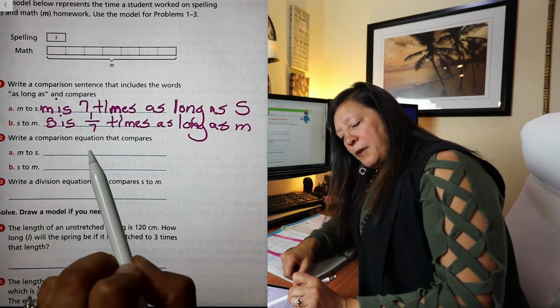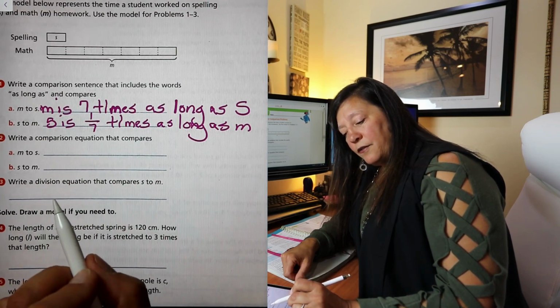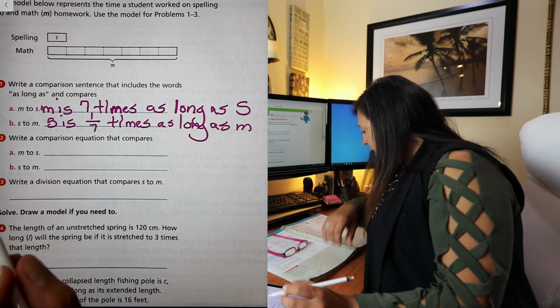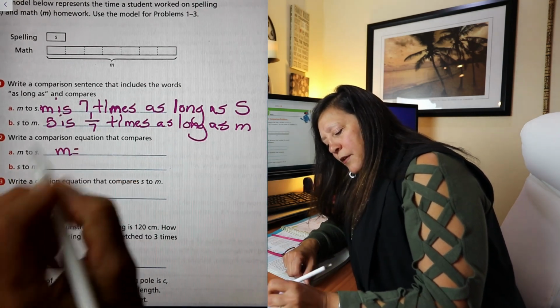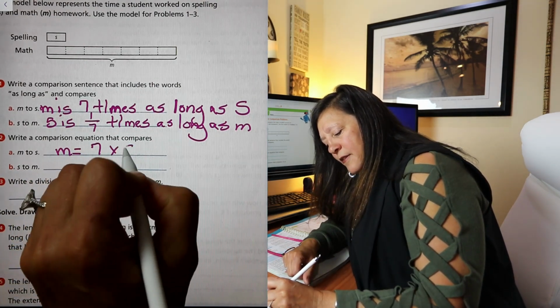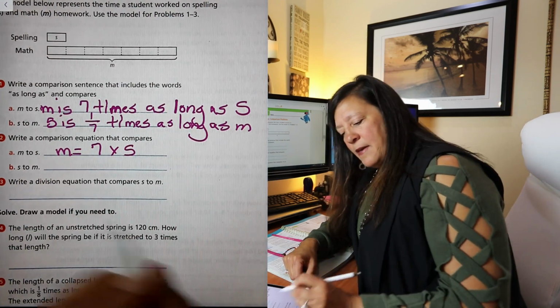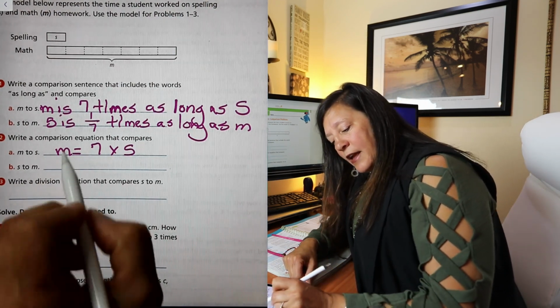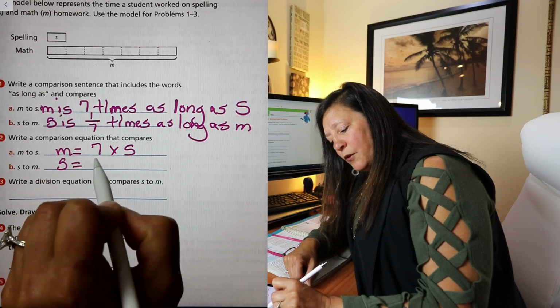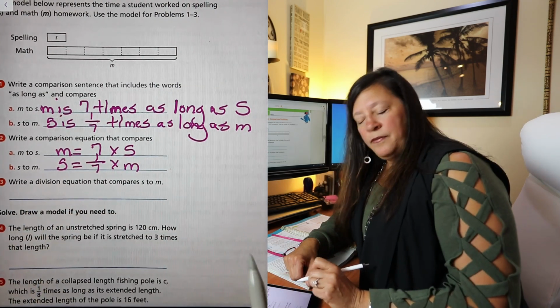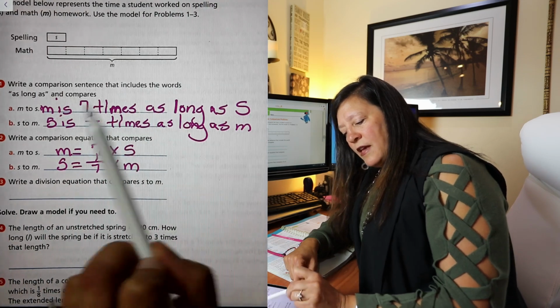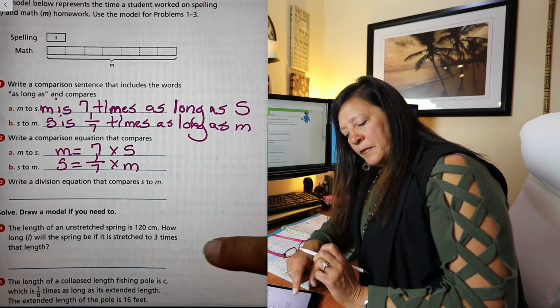So now we're going to write a comparison equation that compares. So if we look at this, M equals 7 times S, okay? And likewise, comparing S to M, S equals 1/7 times M. So those are comparison equations and comparison sentences.